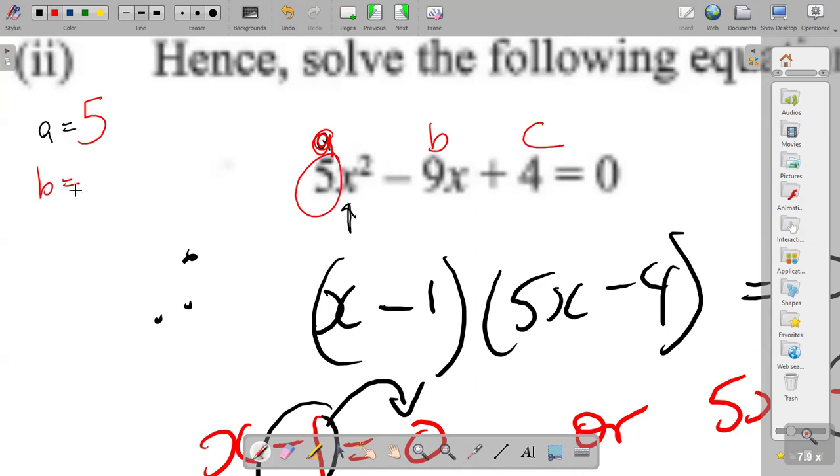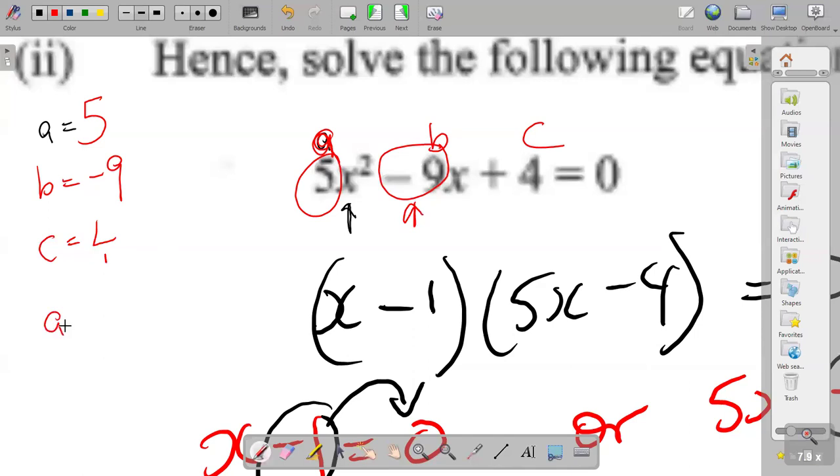B is going to be what then? What is B? -9. You cannot ignore the negative sign. I keep saying that as well, guys. Those people who are sending me the messages directly: y'all are forgetting the basic things. It is -9. And then what is C? Those who sent me the answer directly, that's correct. Yes, the answer is 4.